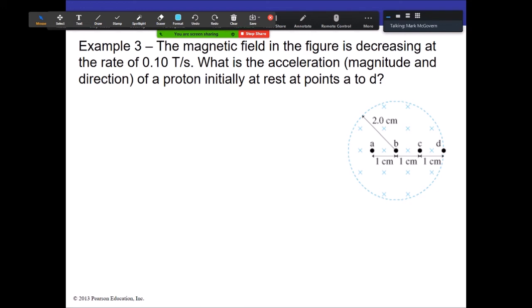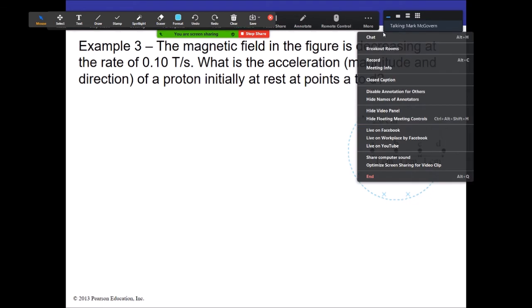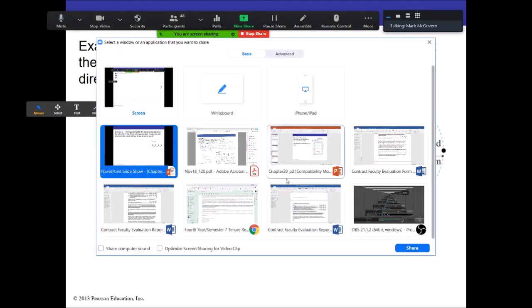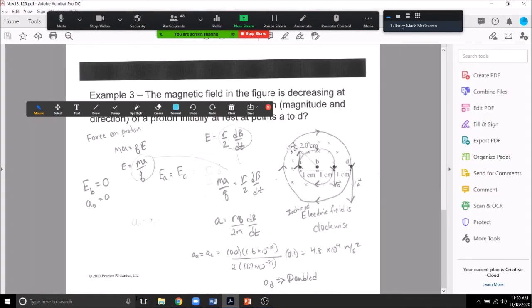Okay, so the logic here is this. If the magnetic field is changing, we are going to generate an electric field. The electric field will apply a force to the proton and cause an acceleration. So we first have to figure out what the electric fields are first, right? Let's do it.